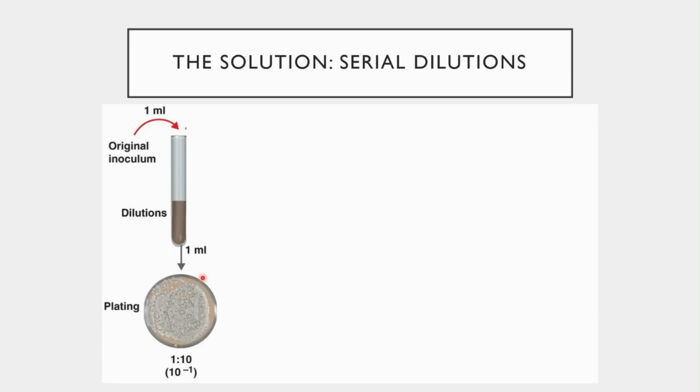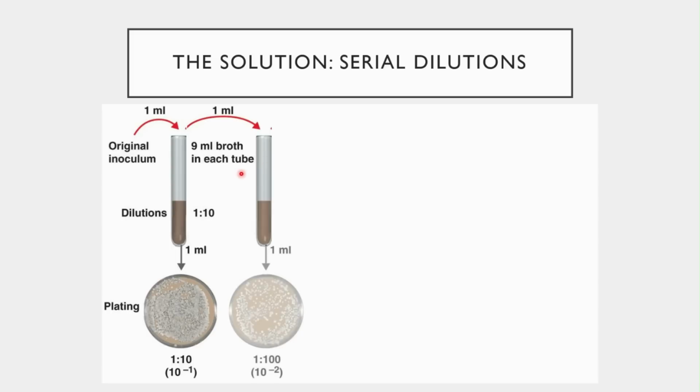They don't stop there though, because you want to do many of these plates all at once so that you can let them all incubate together. So they'll do several of these. So now they'll take 1 mil out of this tube as well and put it into another fresh 9 milliliter broth tube. So now there's 1 mil in a total of 10 mils of solution.